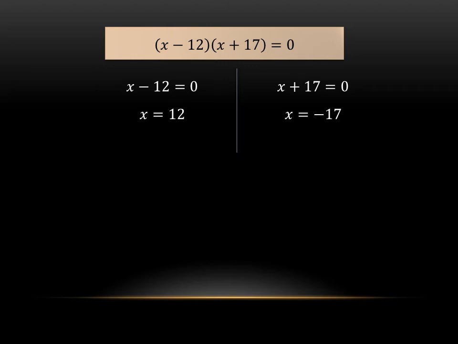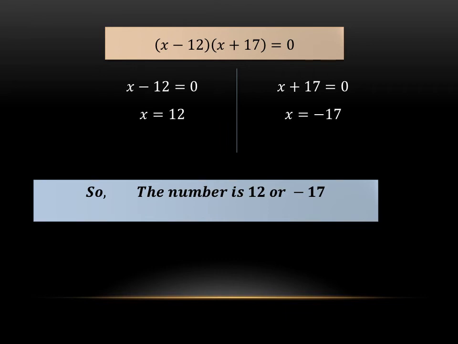Again, we are having two answers of x. One is positive and the other one is negative. But in this part, we have not been given that the answer should be positive or negative, so we will consider both the answers. The number is 12 or minus 17. If we place 12 or minus 17 in the given equation, the answer will be equal to what has been given in the question.